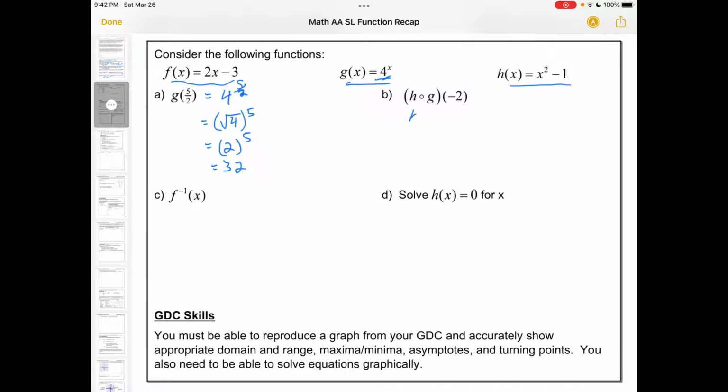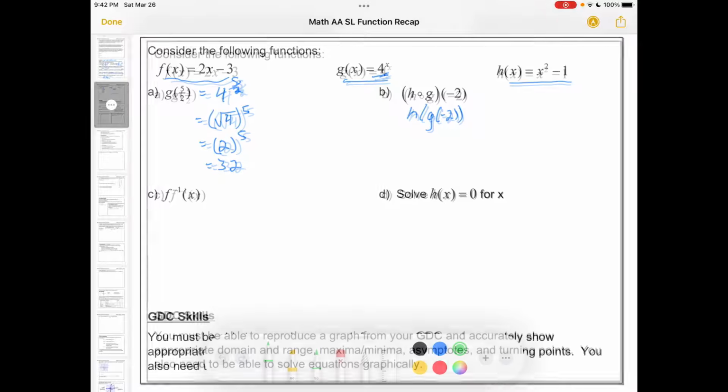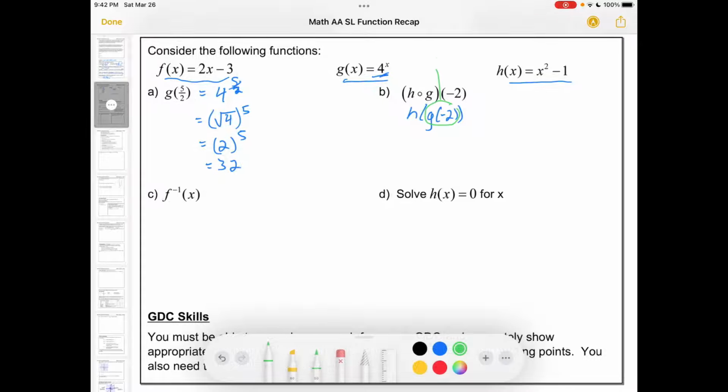H of g of negative 2 means just like this, h of g of negative 2. So what we're going to do first is find g of negative 2. And maybe I'll even do that off to the side. G of negative 2 would be 4 to the negative 2, which is 1 over 4 squared, or 1 over 16.